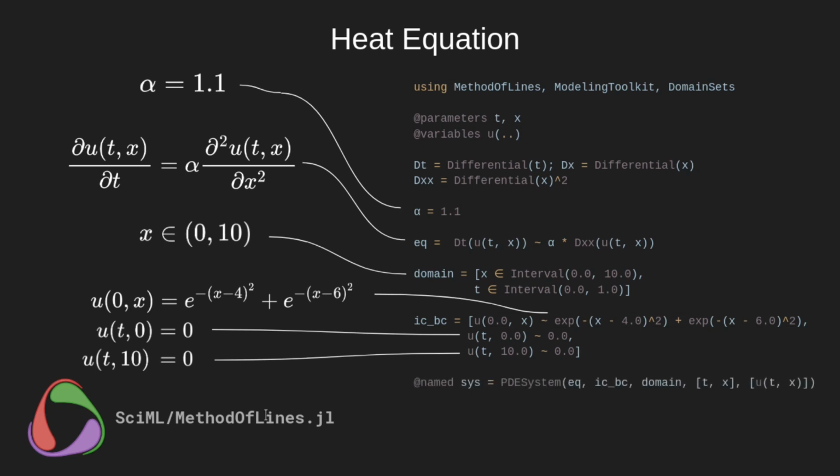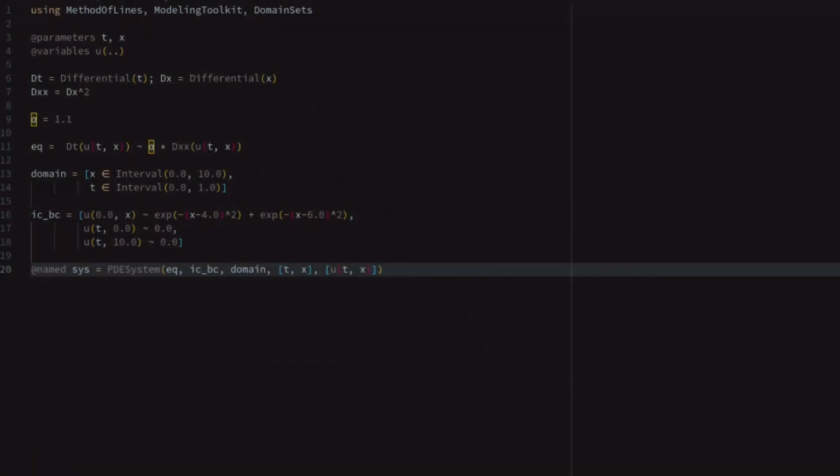Finally, we want to wrap the entire system in a PDE system, specifying the independent and dependent variables along with all of the other necessary parameters. Now we want to discretize the system. We want to discretize the spatial dimensions of the system, leaving the time dimension undiscretized so that we can use it with an existing ODE solver from DifferentialEquations.jl along with all of their excellent features.